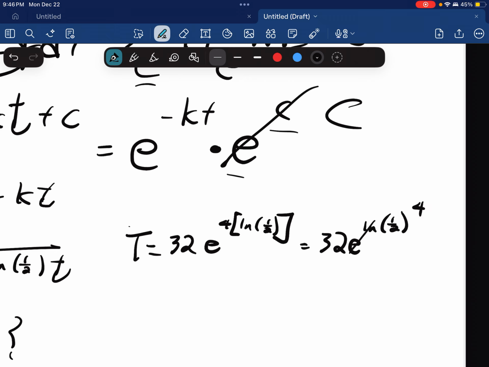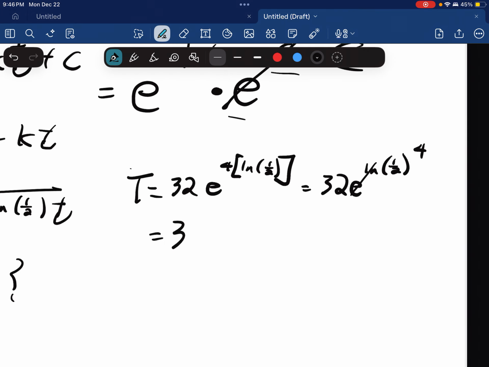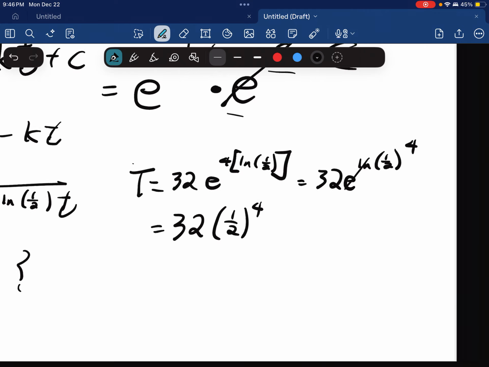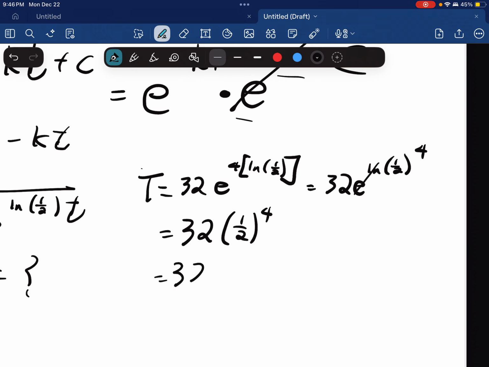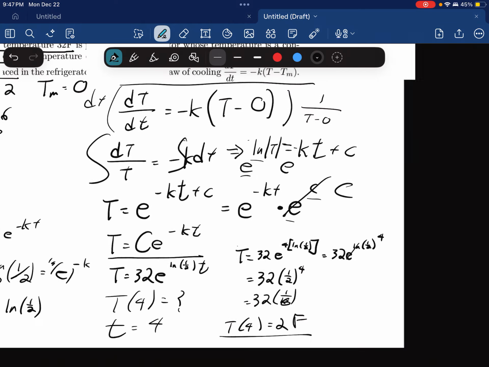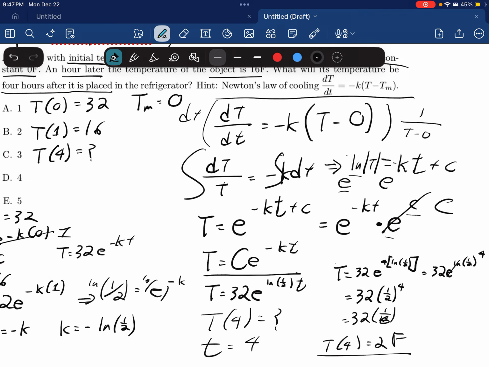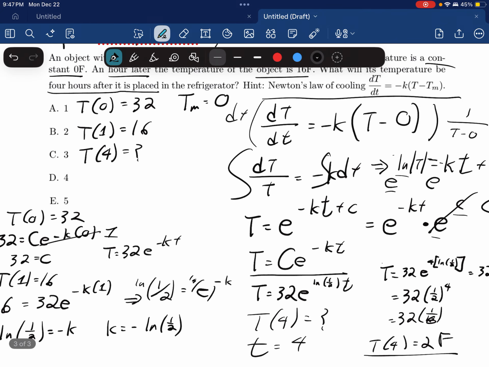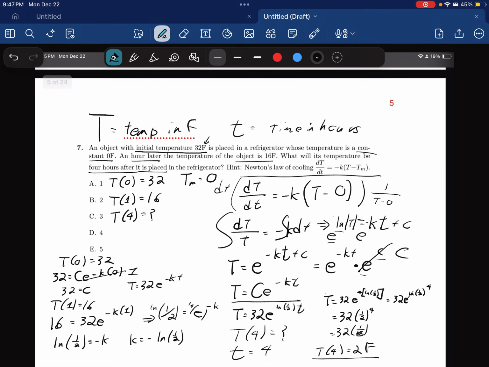E to the natural log can just be gotten rid of. And now we're left with 32 times 1/2 to the 4th. 1/2 to the 4th we know is 1 over 16. So 32 times 1/16. That just means T of 4 is equal to 2 degrees Fahrenheit, which is option B. Very good.